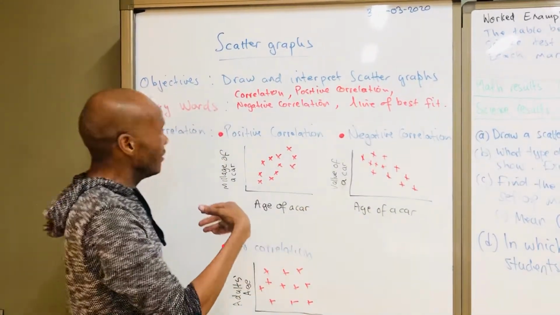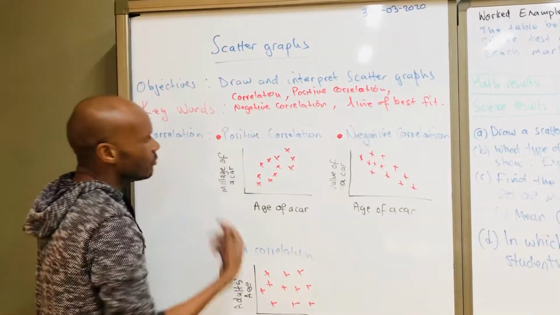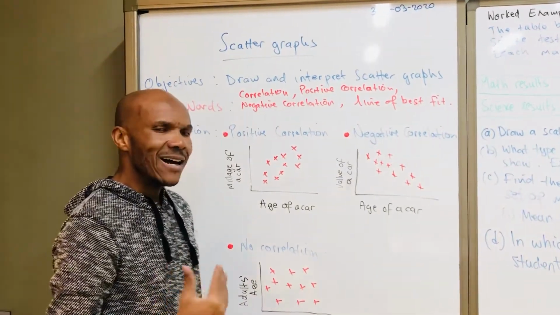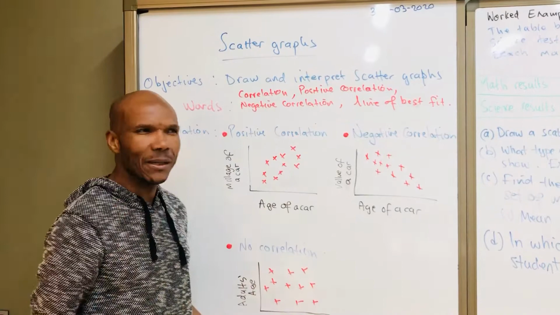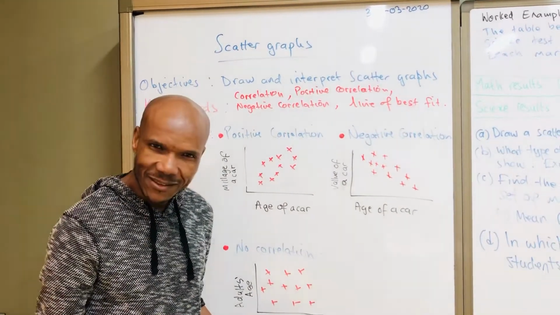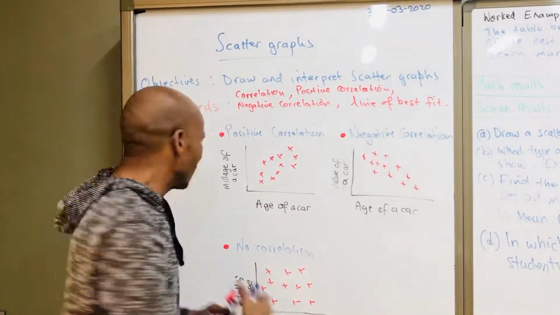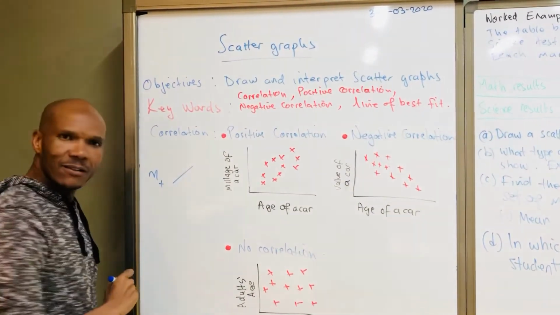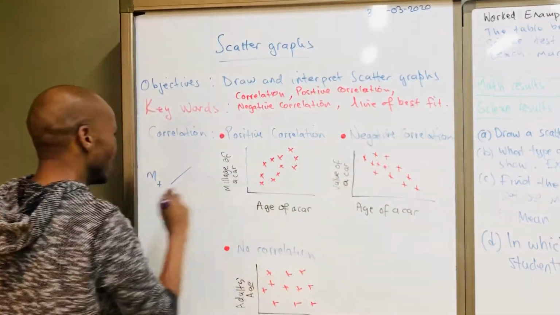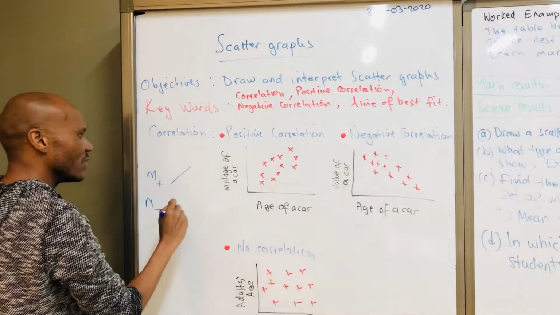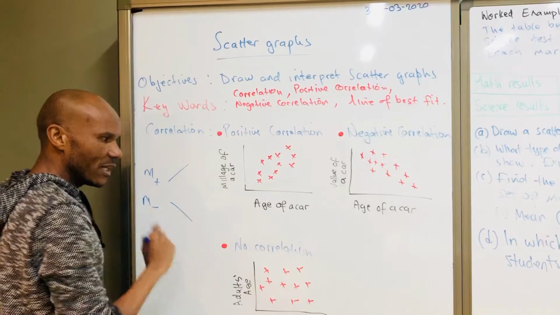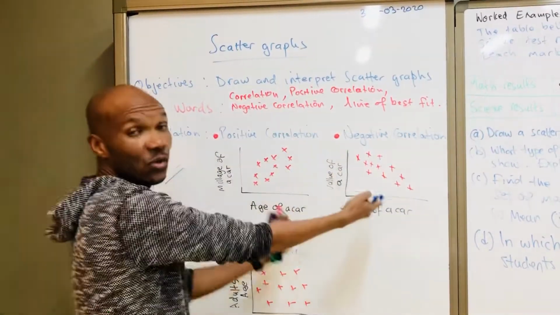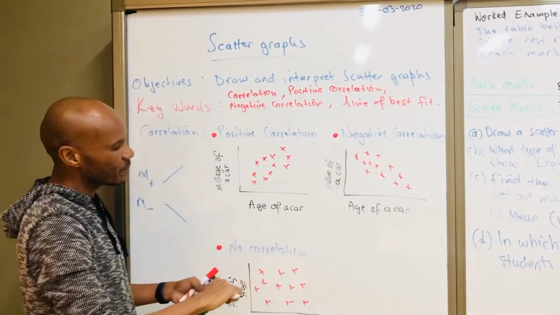of best fit. So let's talk about positive correlation. What do we mean by positive correlation? I'll take you back to when we were talking about gradient. When the gradient was positive, our line went up to the right. And when the gradient was negative, our line went down to the left, right? Positive gradient, negative gradient. So we're going to use the same analogy here.